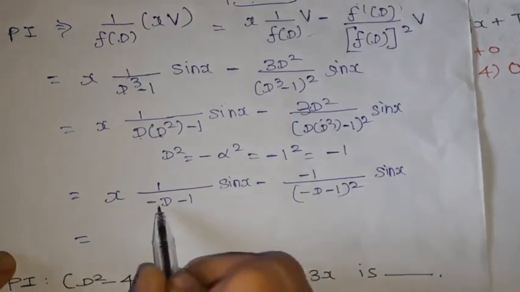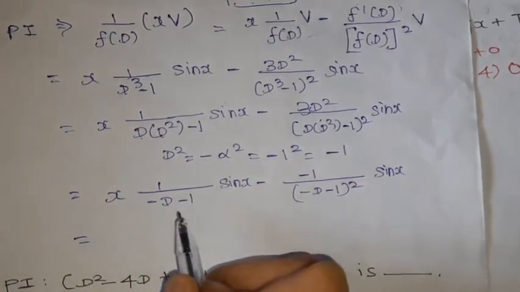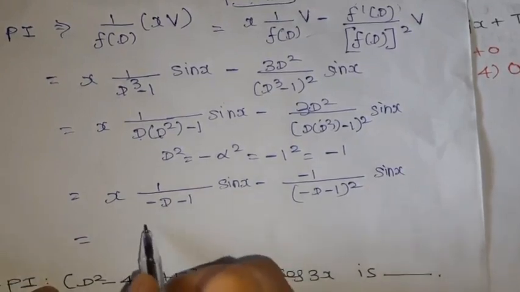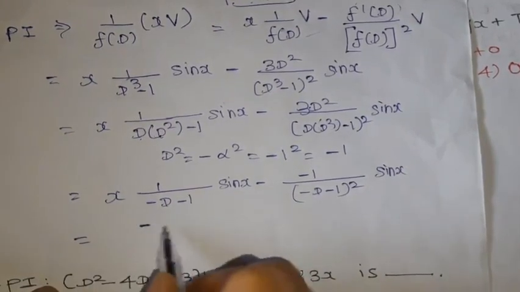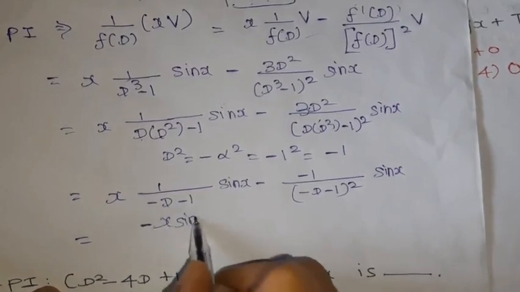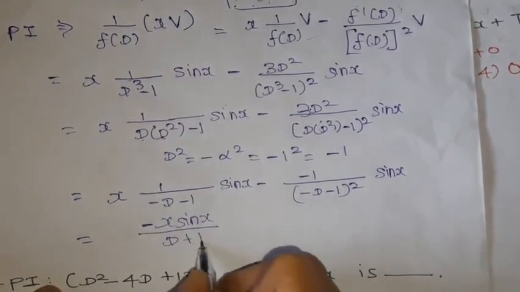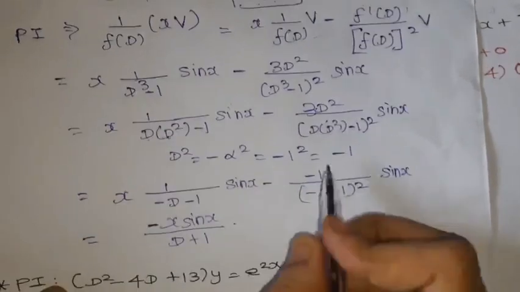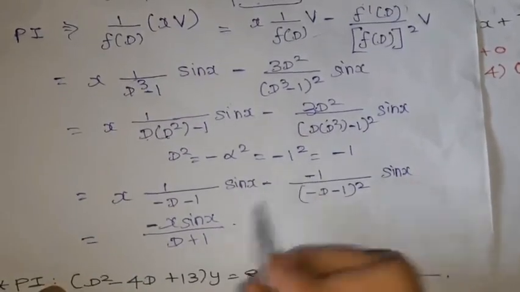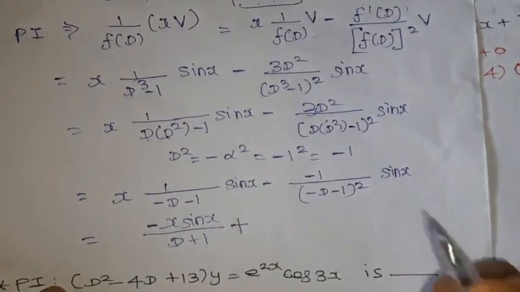So take the minus sign outside, and we'll go to the numerator: minus x sin x divided by d plus 1. Okay, minus will go to the numerator. Minus into minus gives plus; here it is not minus 1, it is 3.